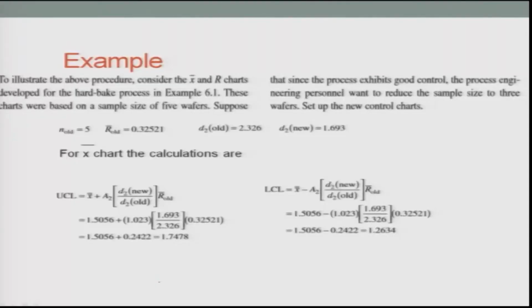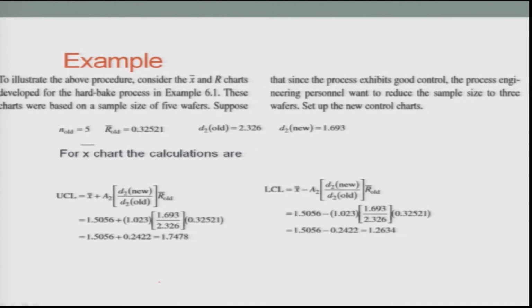These charts were initially based on a sample size of 5 wafers. If you remember, you were taking 5 wafers and some number m was given. So n old was 5, and based on that we found R bar old, which for 5 was about 0.32, and the d2 value for the wafer sample size of 5 was about 2.326.